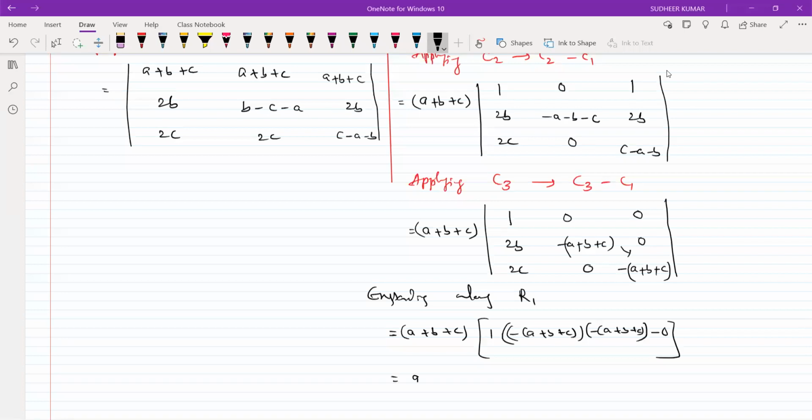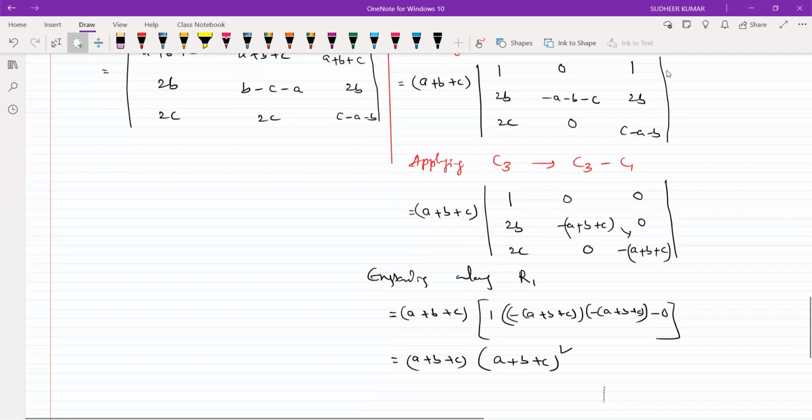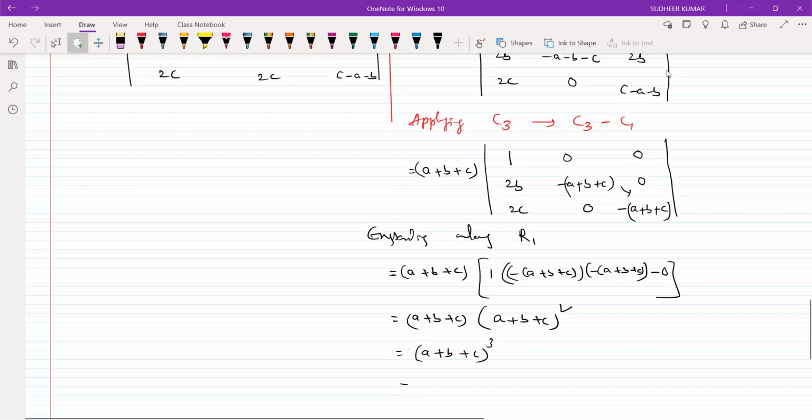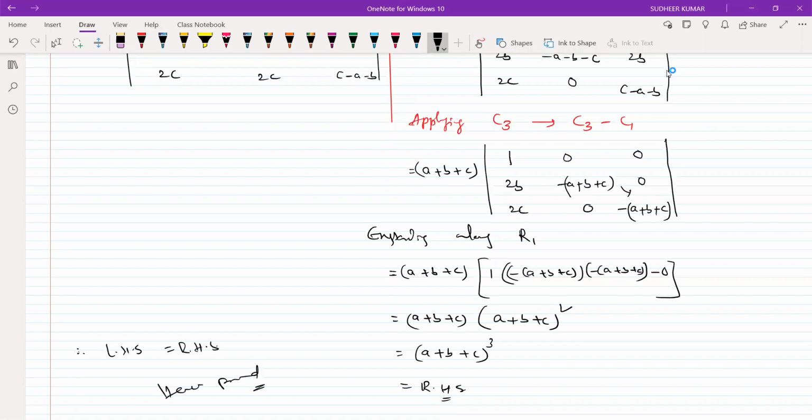So this result is A plus B plus C times of minus into minus, plus. A plus B plus C into A plus B plus C is A plus B plus C whole square. Then the result is A plus B plus C whole cube. This is what we have to prove. That equals RHS. Therefore, LHS equals RHS. Hence proved. Do you understand it, ma'am? Yes, sir.